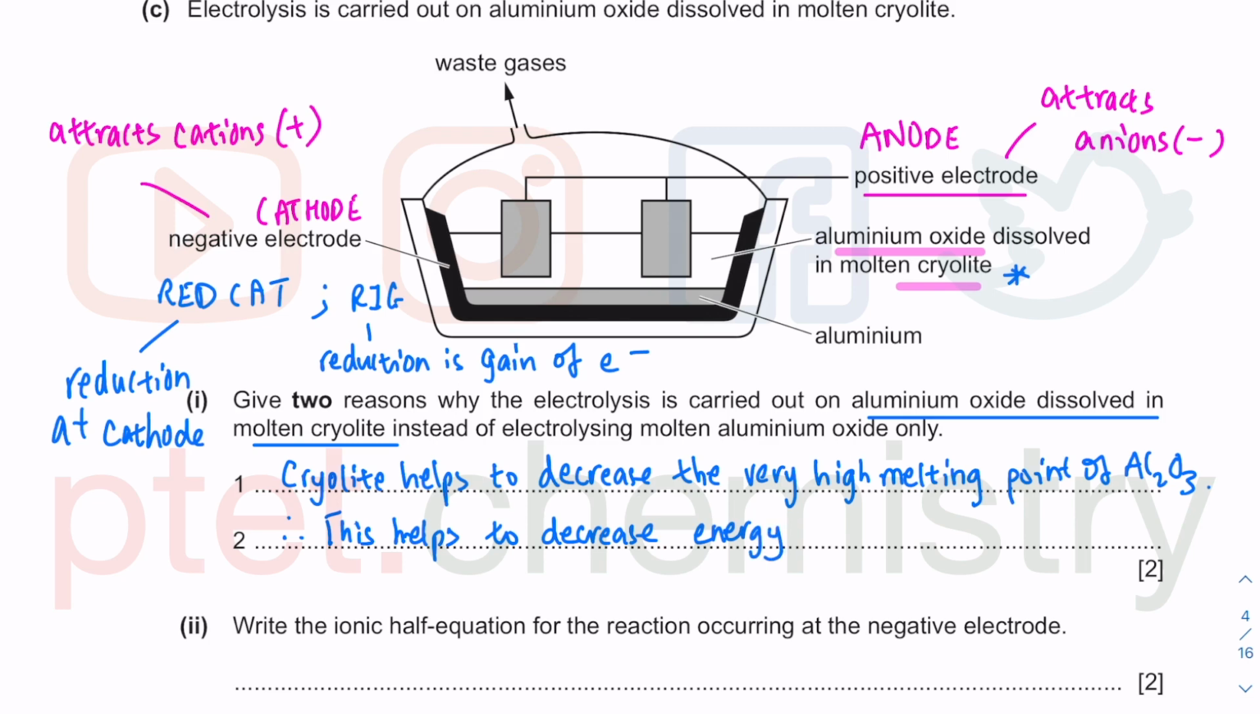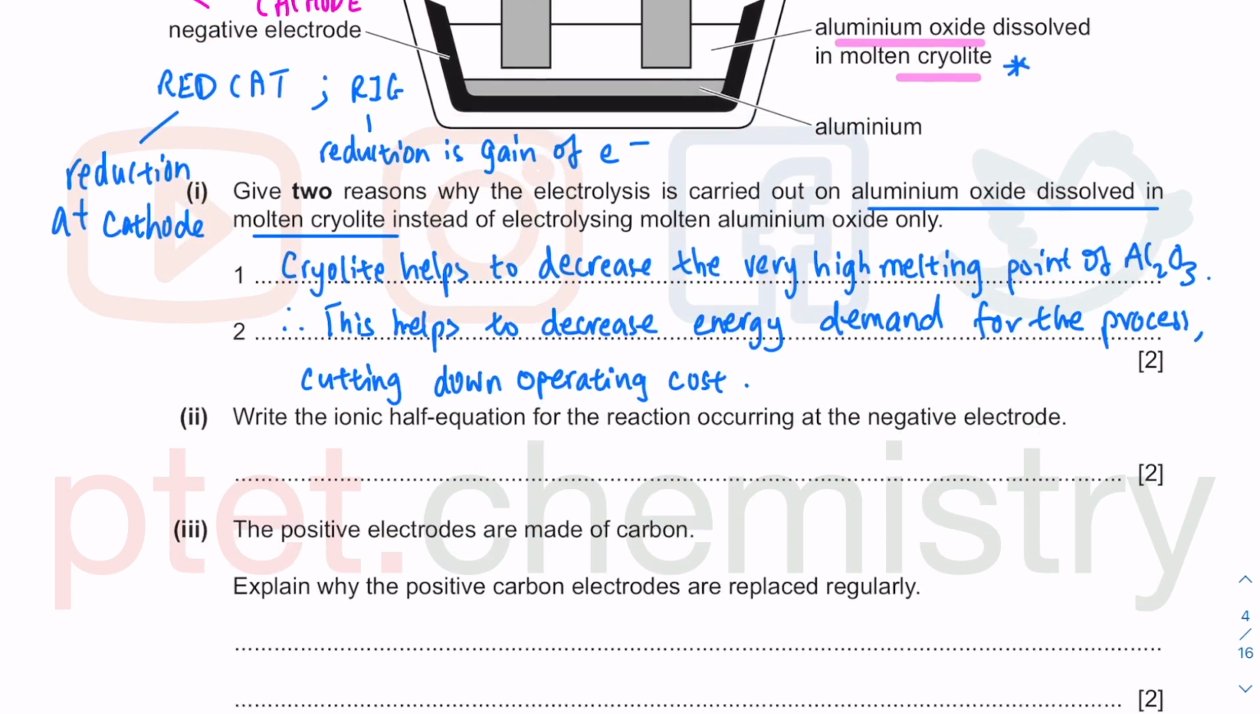And this is the energy demand, which is the operating cost side of the process, therefore making it slightly cheaper, cutting down operating costs. As a chemical engineer, it is probably your job to save your boss some money, so it can be a little bit less expensive.